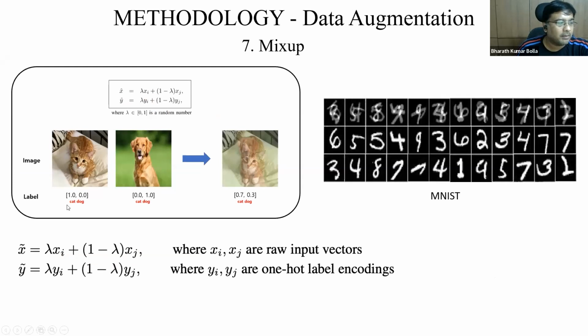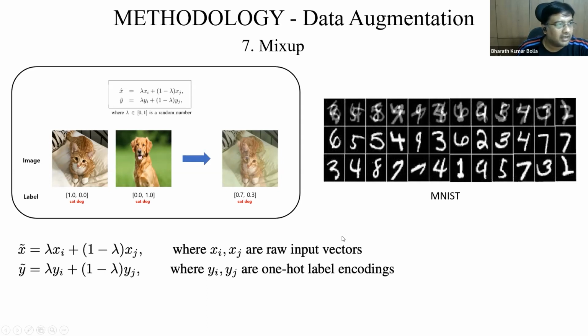The other one is mix-up. In mix-up, what you do is you take two images and you mix them, and you give a probabilistic proportion of how much you mixed, right? So for example, if you mix two different digits in MNIST, it will result in a 3 and 6. This results in this particular top layer.